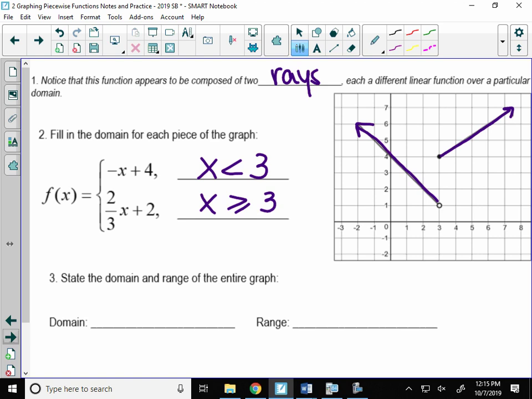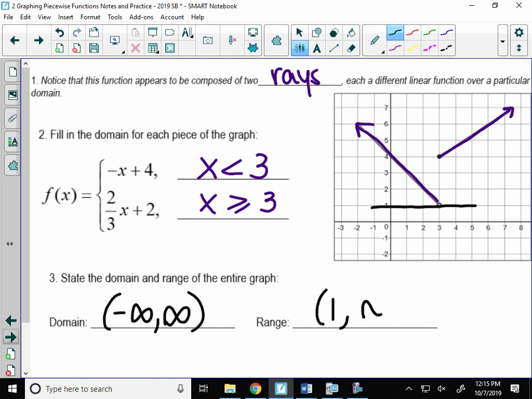So what would be the domain of this entire graph? Negative infinity to infinity. Okay, what about the range? What's the lowest y value? 1 with an open dot. And how high up does it go? Infinity. Okay. You guys understand the parts?